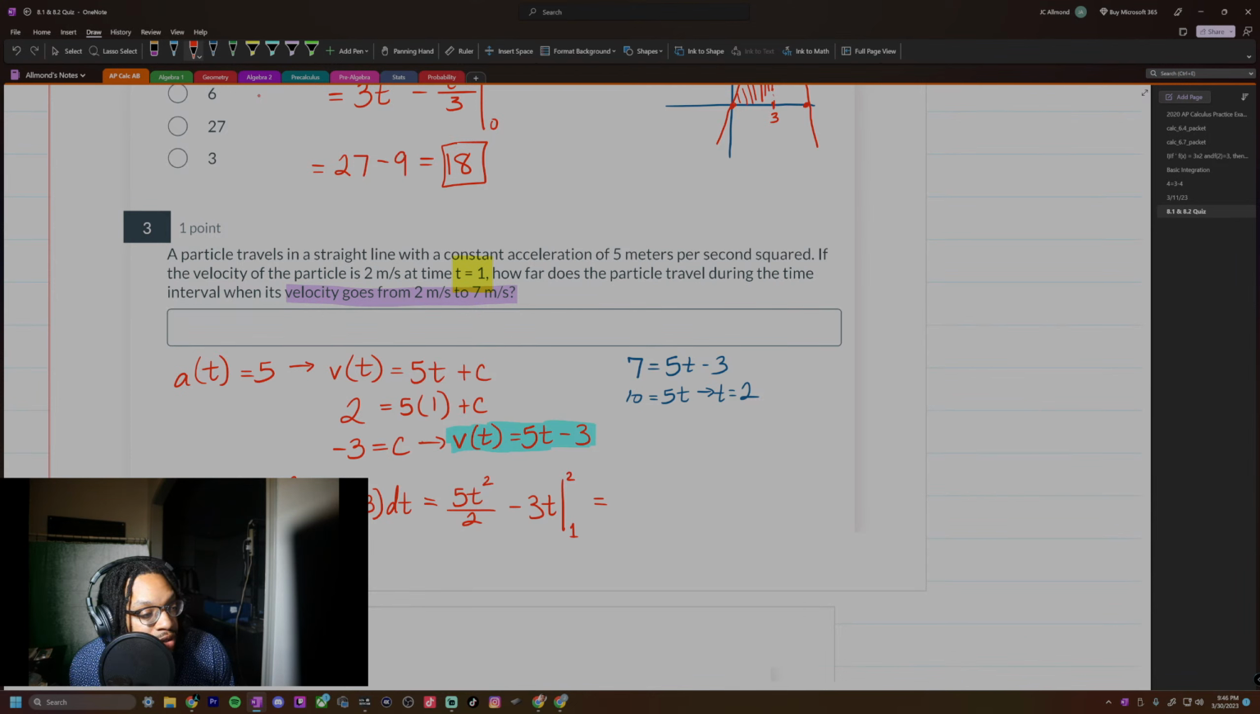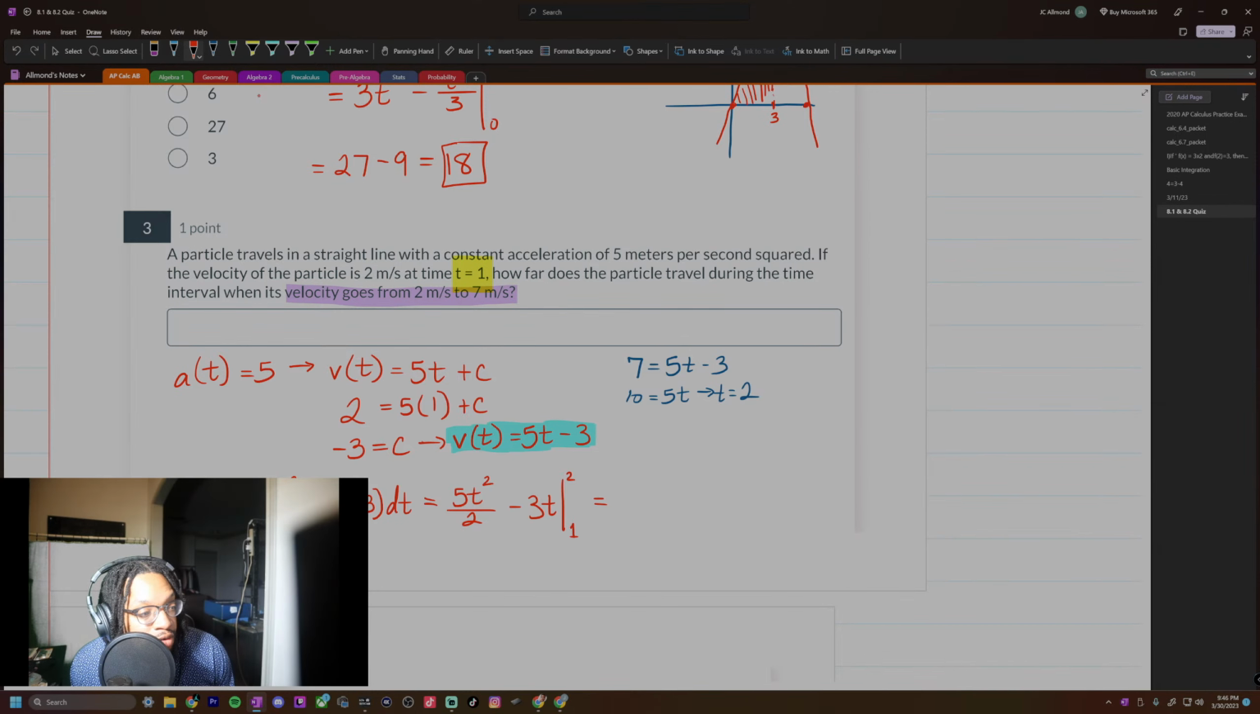All right, let's try this. So if t was 2, that'll be 2 squared, which is 4. 4 times 5 is 20 over 2, which is 10. I'm doing a little bit of mental math. Minus 3 times 2, which is 6. And then I'm going to go minus.